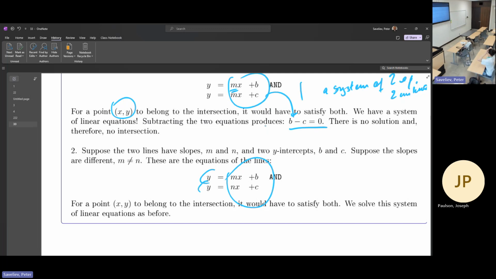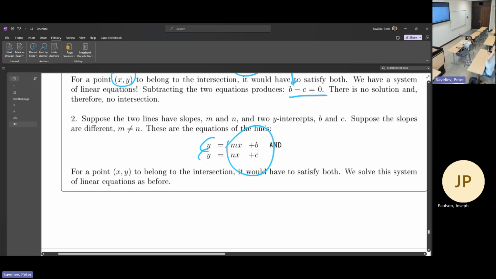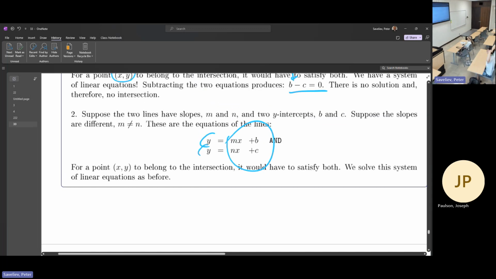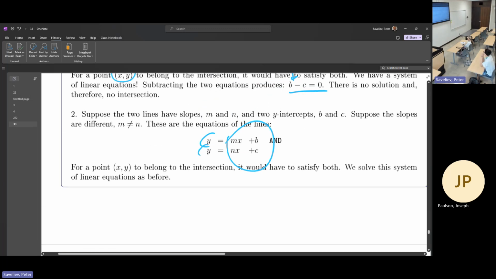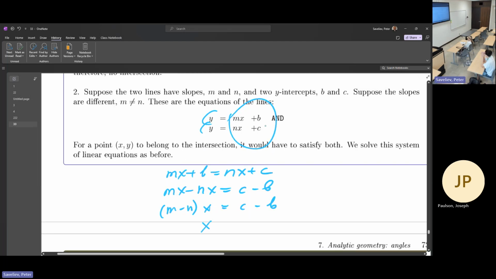So as you can see, mx plus b is equal to nx plus c, and then what do we do? Let's finish here. So mx plus b is equal to nx plus c. Okay, so I pull all x's to the left, and the rest to the right. Factor x out. And now something important happens. x is equal to what?